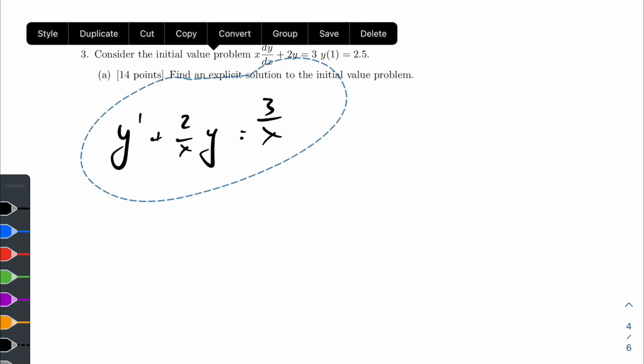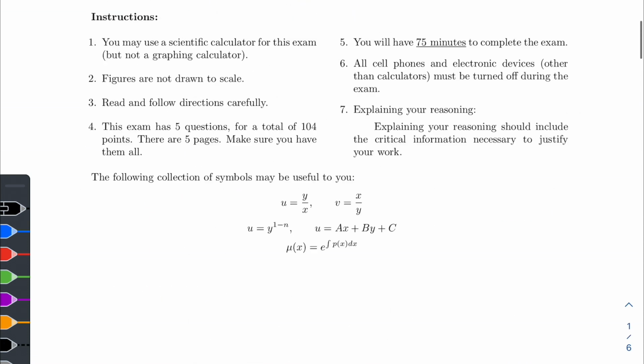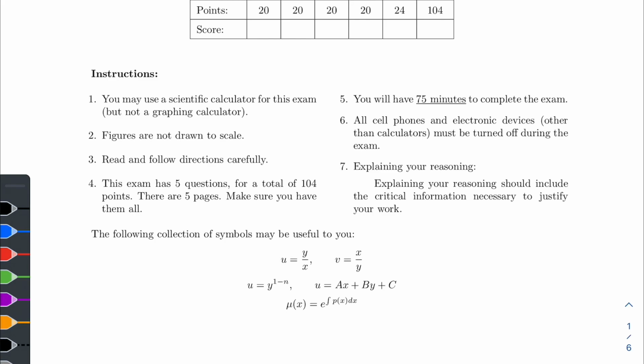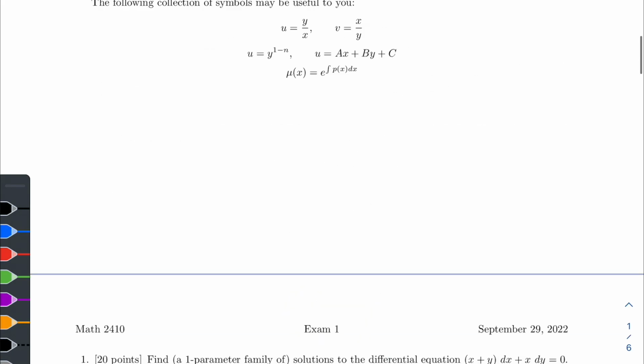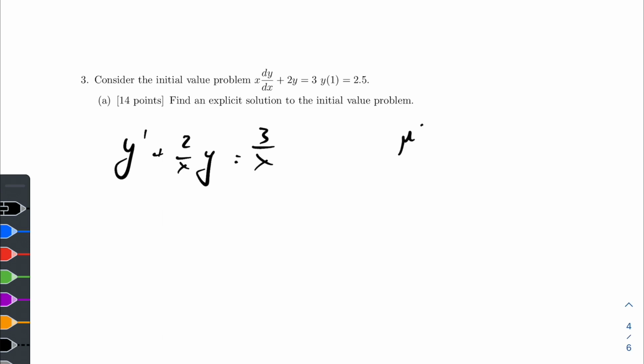And then we just use our integrating factor method. Remember, I'm giving you the formula for the integrating factor on the front page if you can't remember it. So our integrating factor is mu of x equals e to the integral of whatever p of x is. What is p of x?